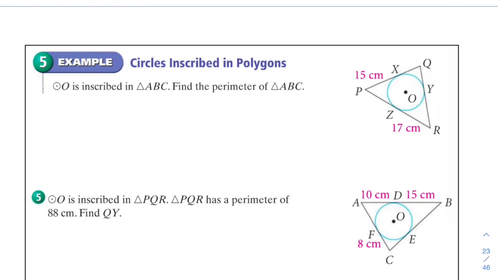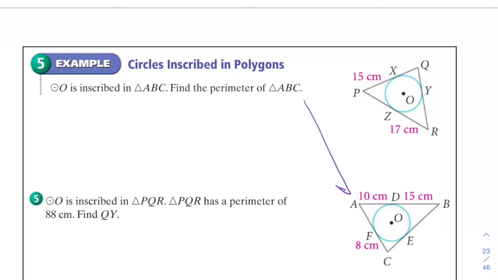So let's see, circles inscribed in polygons. Circle O is inscribed in ABC. Find the perimeter of ABC. Oh no, I got these questions backwards. This goes to this question, and this one goes to this one. I apologize for that. So let's focus on the one below.